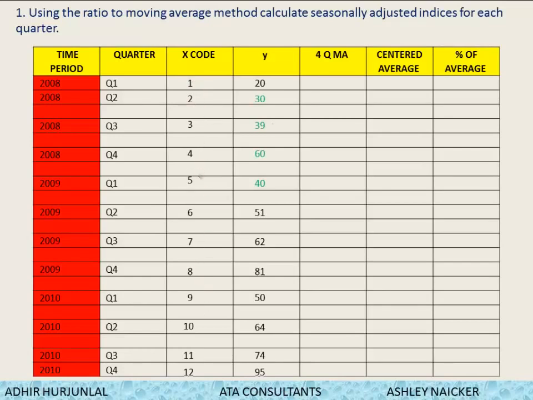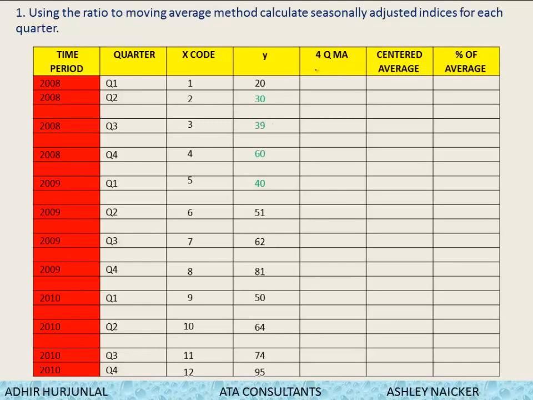When you allocate the X codes, an important point is, if you are given another method called the zero average, that's something totally different, and that we will deal with at a later stage. If you are not asked anything about zero average, then you simply go ahead and work from 1 to 12. Next step, I'm going to work with the 4-quarter moving average.